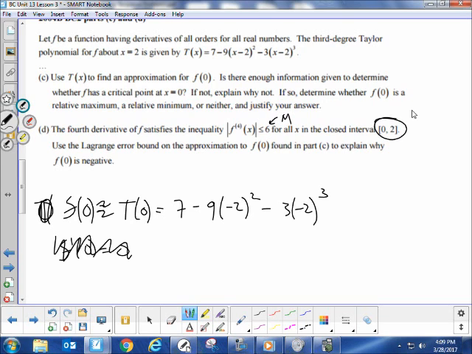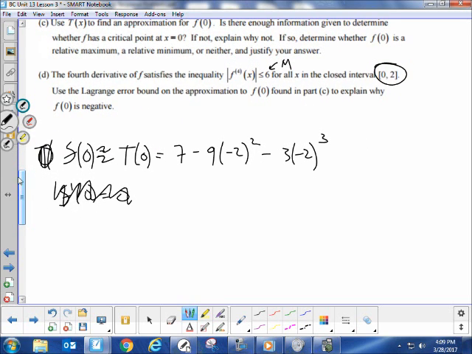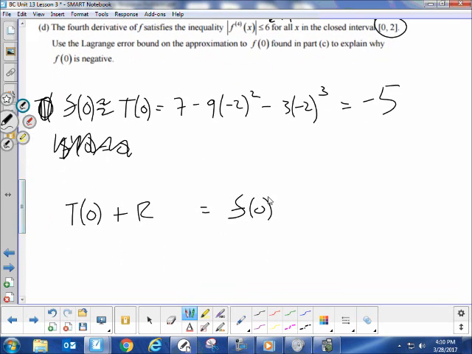Anyways, part C: use the Lagrange error bound to approximate the error bound on the approximation of f of 0, to explain why f of 0 is negative. Okay, cool. So T of 0 plus some remainder is equal to f of 0. T of 0 is this. I'm probably going to have to actually find this. Let me do it really quick using a calculator. It's annoying that they have you do that, but I got negative 5. So negative 5 plus remainder is equal to f of 0.